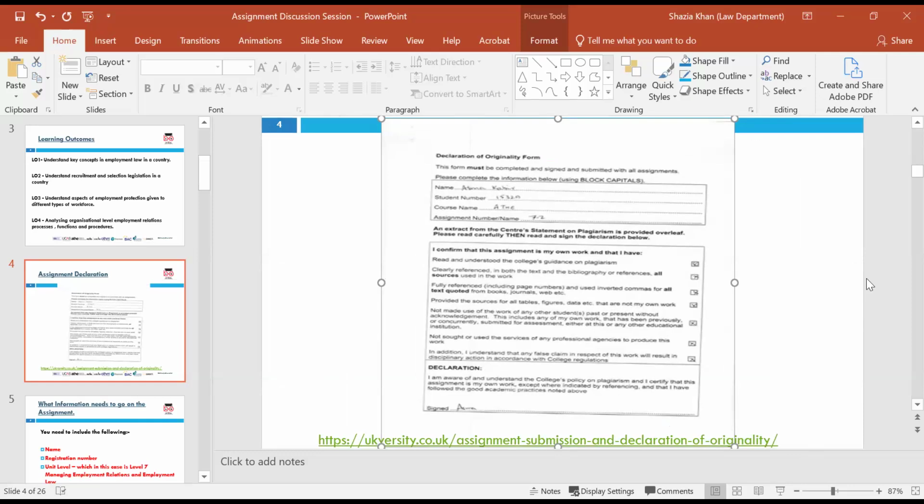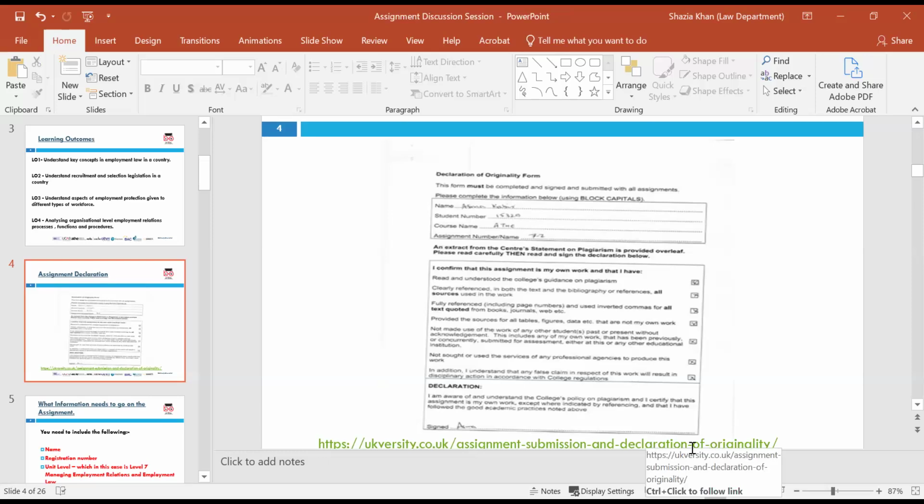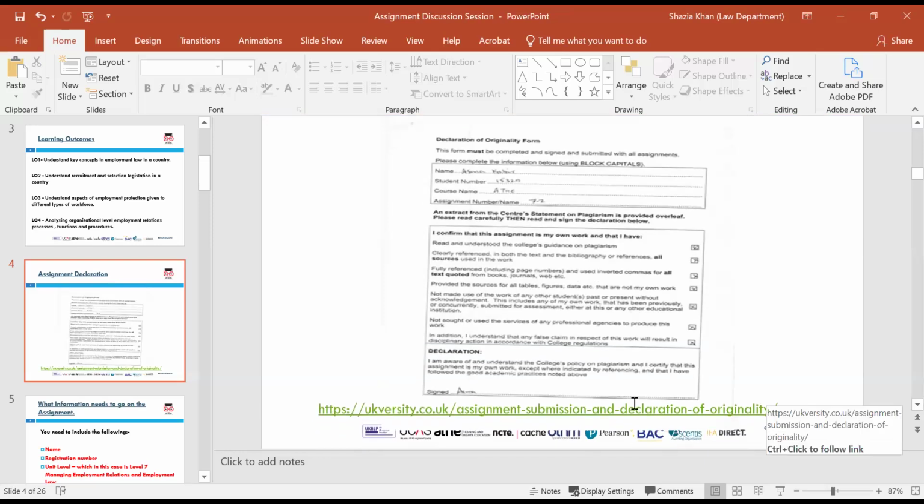So you are declaring that you followed the college policies on plagiarism, and that the work you've done is your own work, not anyone else's, because it's really important that you identify that to make sure you are following the elements of UK Varsity, but also the policy in regards to plagiarism. The link for that is there, and you have to sign this declaration when you submit your assignment. You have 2 weeks after this unit has finished, and then you will submit your assignment.